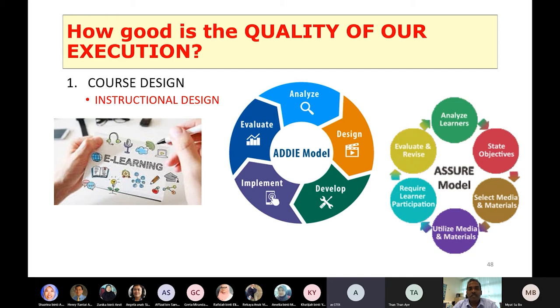So, course design first of all. This is called instructional design. Even when you conduct classroom-based teaching, you need to consider instructional design. There are many models that you can follow. One is ADDIE and the other one is ASSURE. But I will share with you later something that I've modified, and I've used this in my own personal teaching.